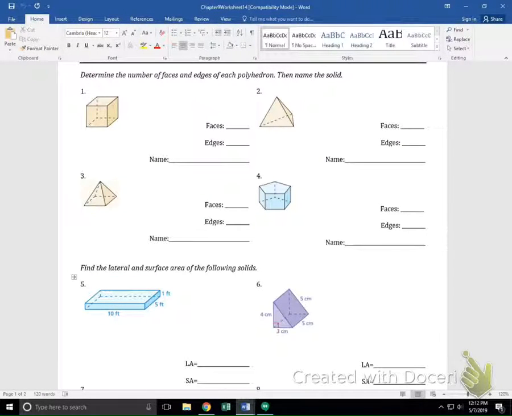How many faces does this figure have? 6? Okay, I'm going to count the edges with you. We have 1, 2, 3, 4, 5, 6, 7, 8, 9, 10. So we have 12. And then what did you name this figure? I accept 2 names. I like cube. The only other one I'd accept is rectangular prism.